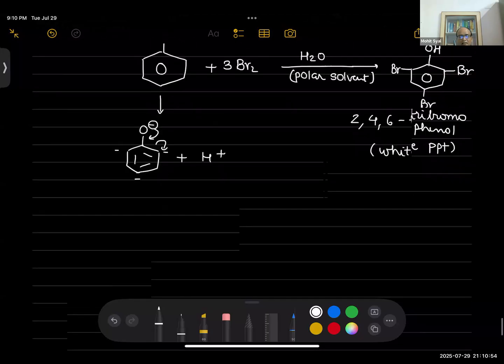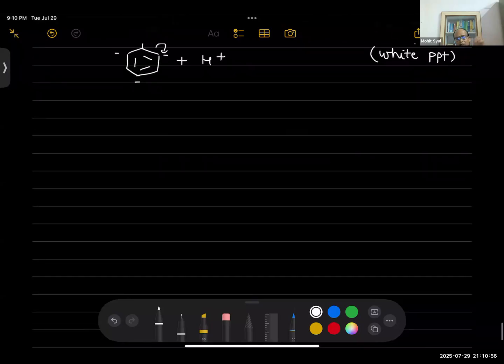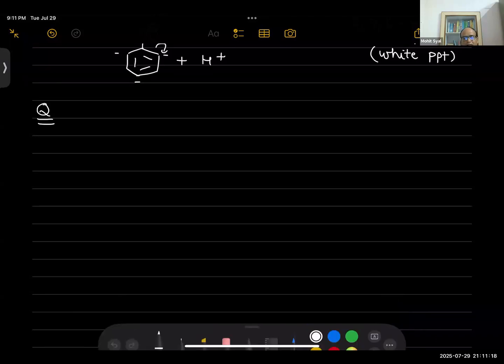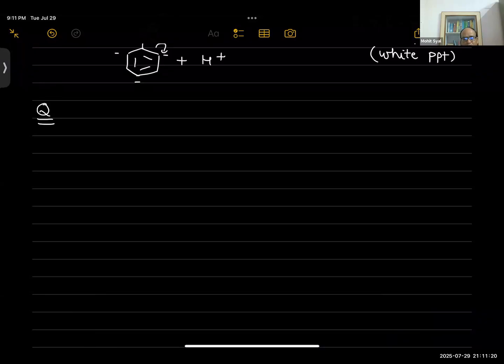This is just like nitration, but in nitration, you need to take concentrated nitric acid. Okay. So let's do some problems. You have to do the nitration of phenol.